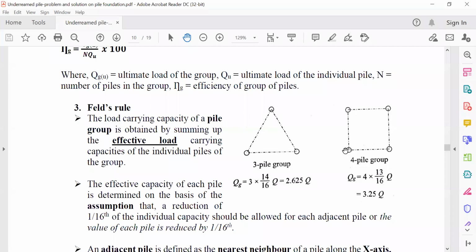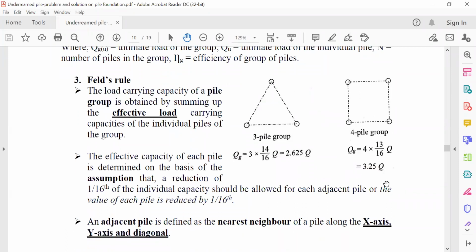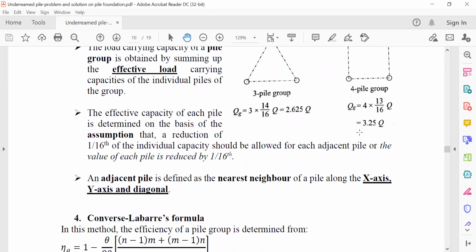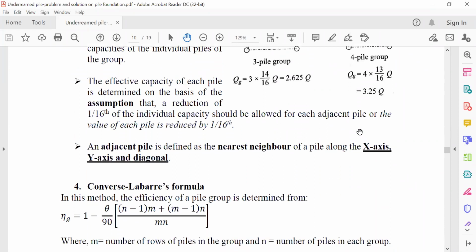That means one pile is going to take the load of 13 by 16 Q, and 4 piles are there, so we can multiply by 4. That means all the 4 piles are going to take the load of the structure, which will be equal to 4 into 13 by 16 into Q. So this idea was given by Feld. So this we have to understand. And x direction, y direction, and the diagonal direction.